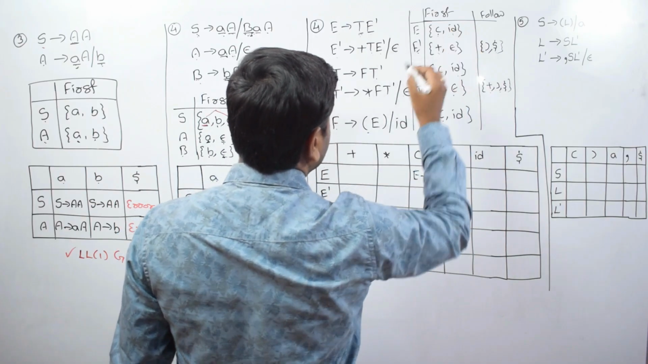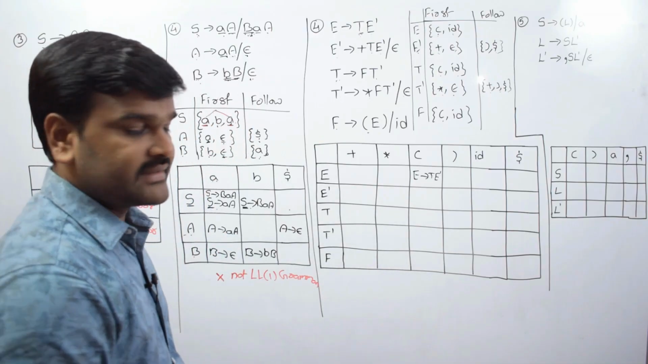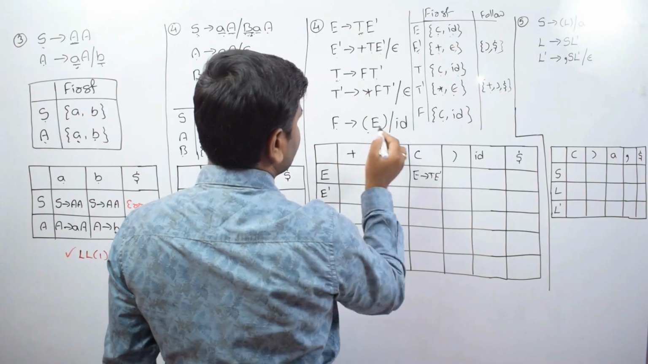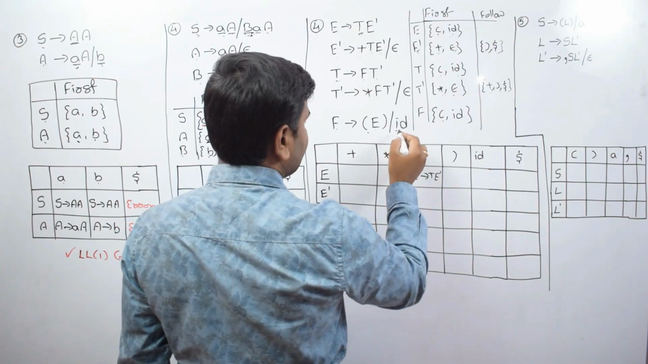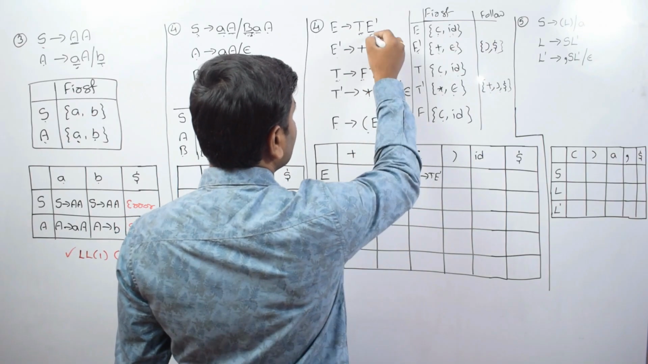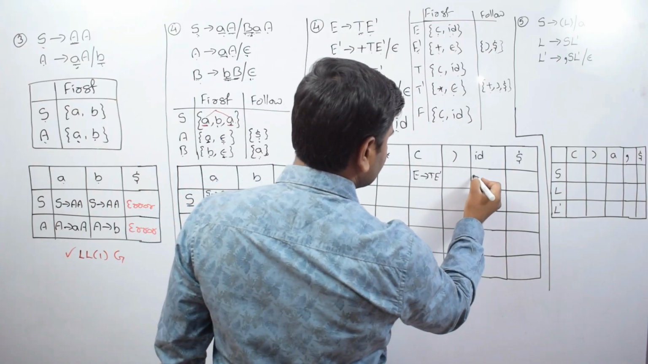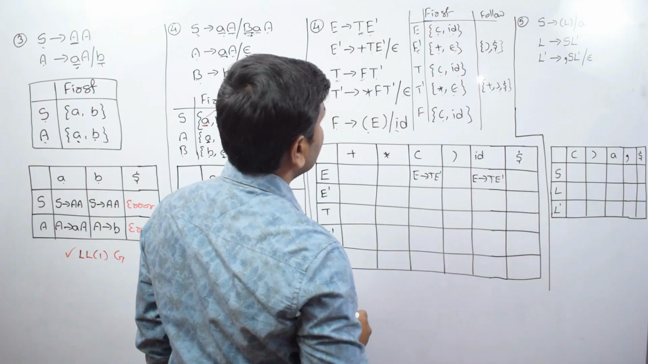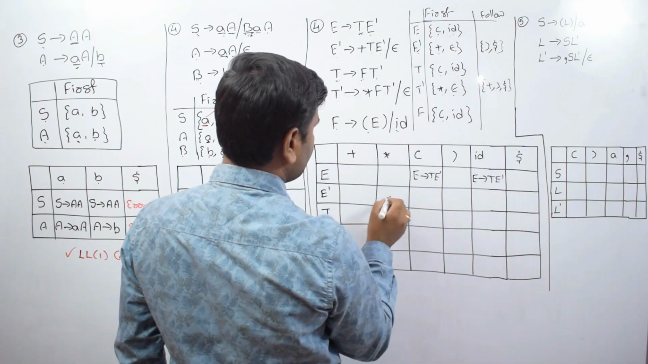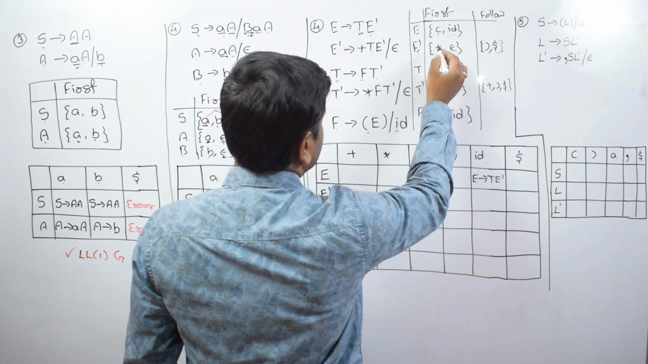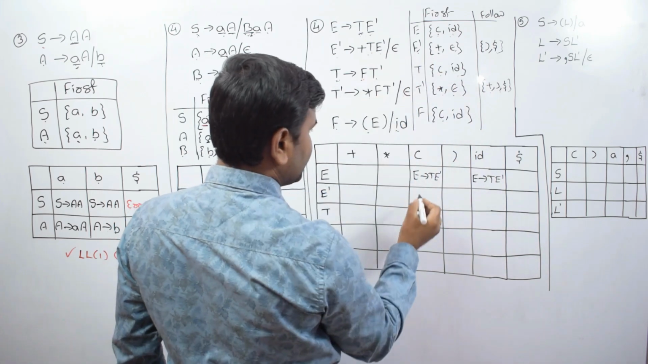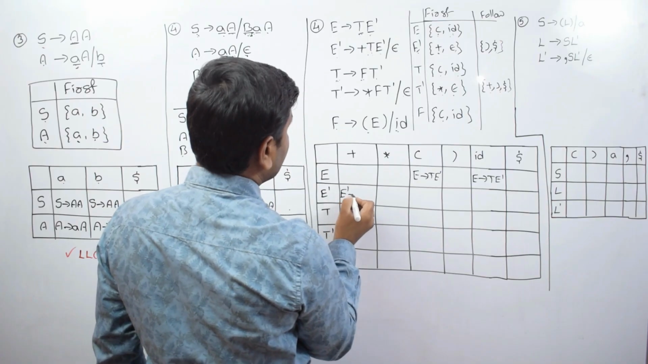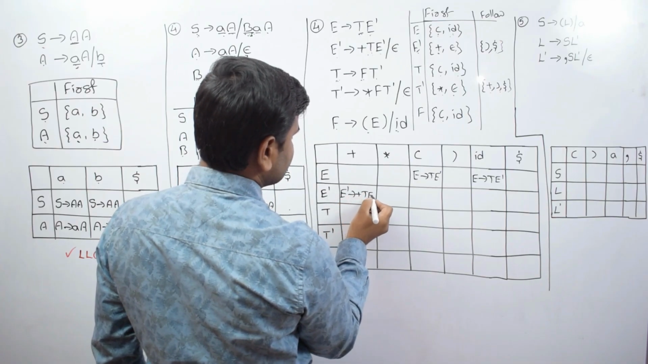Then next, under ID also, the same production we are going to add, because this ID you got from the first of T, right? Okay, from this you got. So that is why from here to here, from here to here. So under ID also, the same production we are using, T E dash. Then next, if you come to the E dash row, then under plus, this plus you got from this one. So under E dash, under plus: E dash arrow plus T E dash.